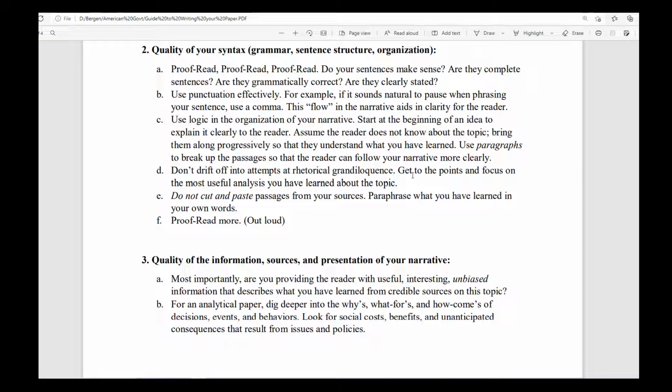Use paragraphs. If your entire paper is just one big paragraph, that is not going to be very clear for the reader, because that way they're not going to be able to break it up into these chunks, where each chunk has got its own little idea, and then you go to the next one, and then the next one, and the next one. That brings the reader along a little bit more clearly. Don't try to write in flowery prose. You just want to get your point across. This is not a creative writing class, you're just trying to describe what you've learned about the topic.